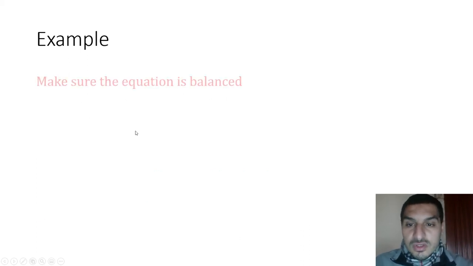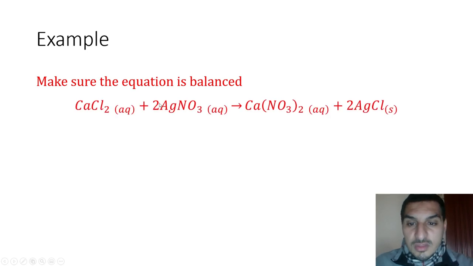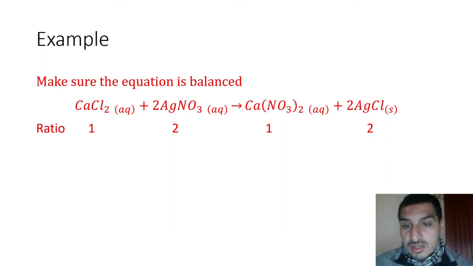And to balance the equation, we have to just multiply this by 2 and this by 2, and this is going to balance everything. Calcium is the same, but here nitrate is doubled, and the silver is doubled, and the chlorine is 2 here and it's 2 here. So now the equation is balanced, and I know that from the balance of the equation the ratios are 1 to 2 to 1 to 2.